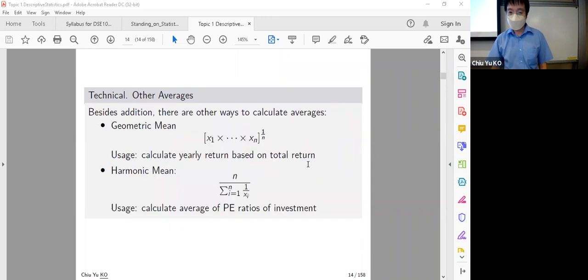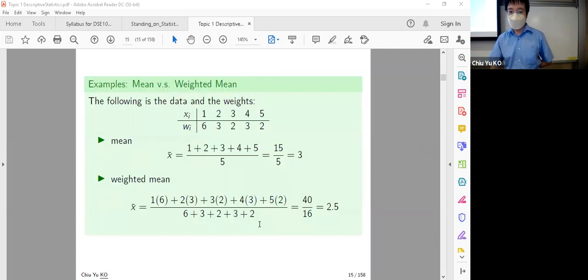No? So there are two other means that are very important: the geometric mean and the harmonic mean. For those who do finance, the geometric mean is a very important thing. You learn the simple return and the compound return. The geometric mean asks you to do the compound return, and the normal arithmetic mean is the simple return. The harmonic mean is something you use more in physics, but it's also useful in finance.